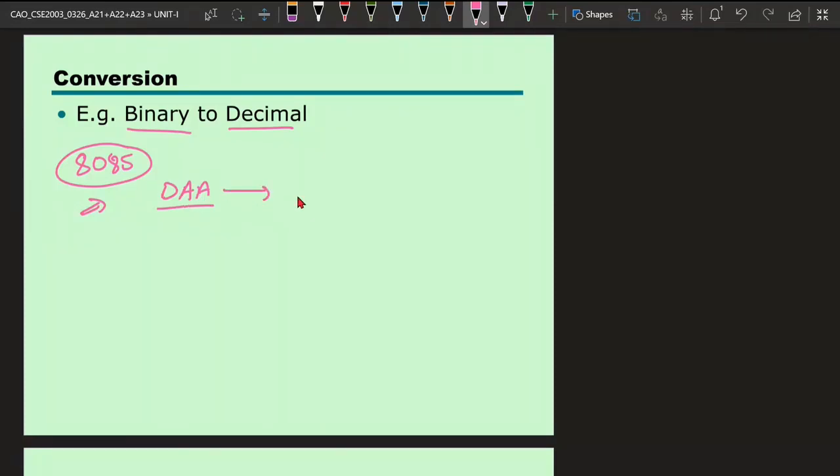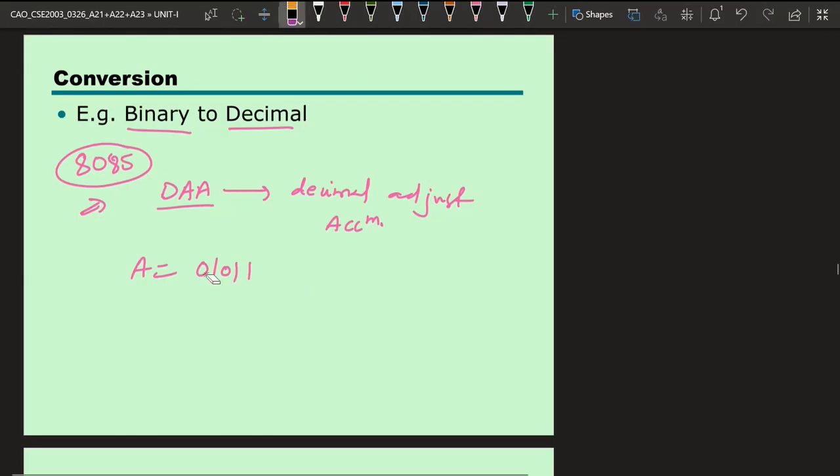Its meaning is like this is called decimal adjust accumulator. So whatever the content of accumulator is there, suppose the content of accumulator is 0 0 0 1 0 1 1 1 0 0 1 1 1 0.